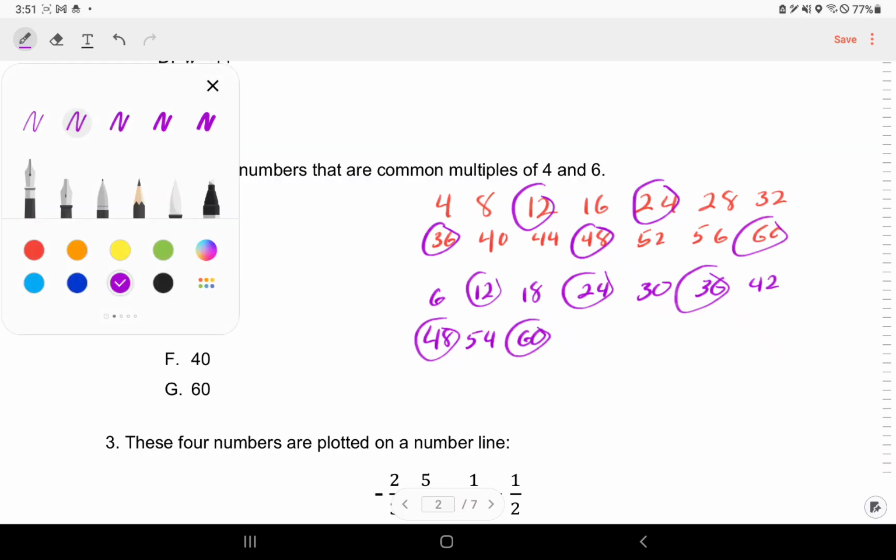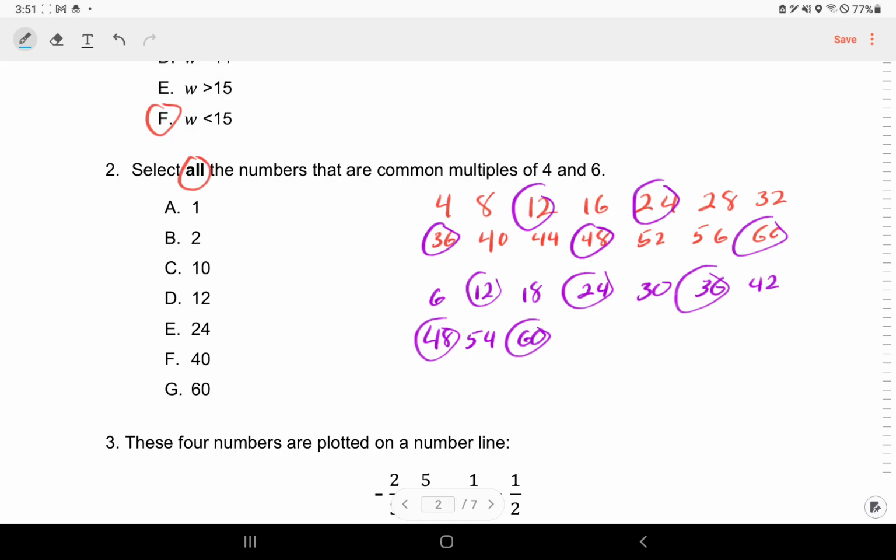And so, what answers were there? Multiples, so it's got to be bigger. So there's 12, 24, no 40, but 60. Those aren't the only common multiples, but they're the only ones listed, because 36 isn't there, 48's not there. And so those are our answers.